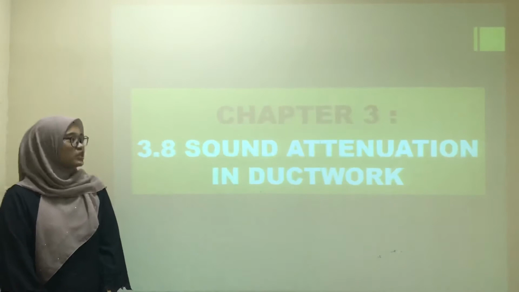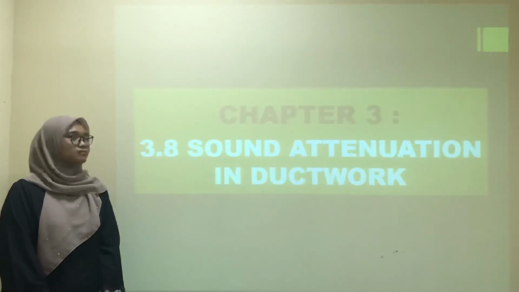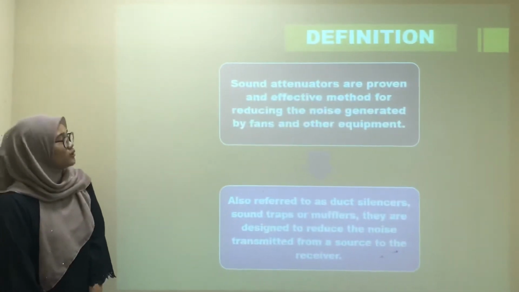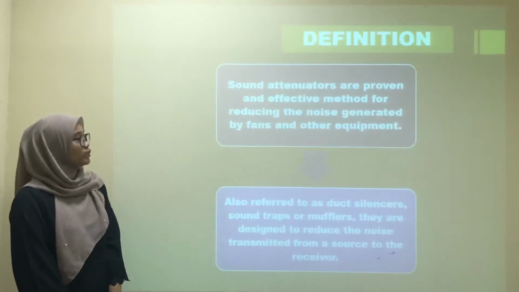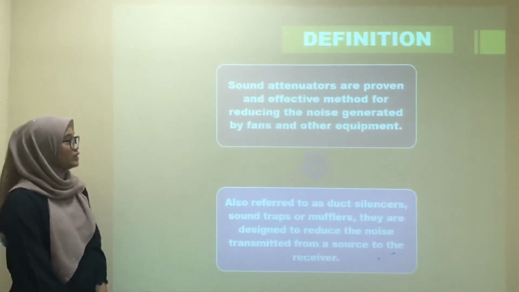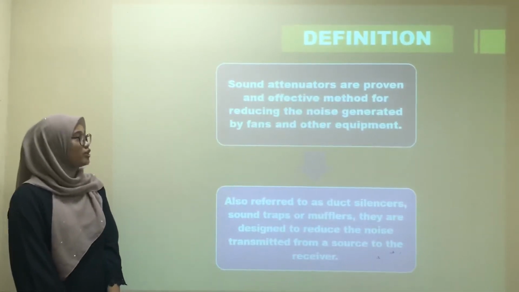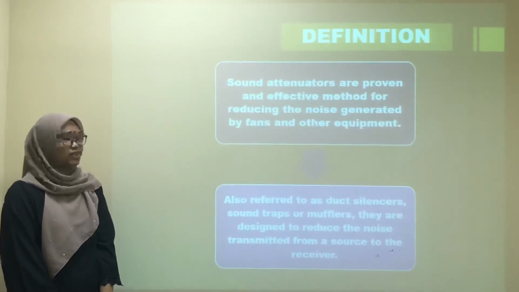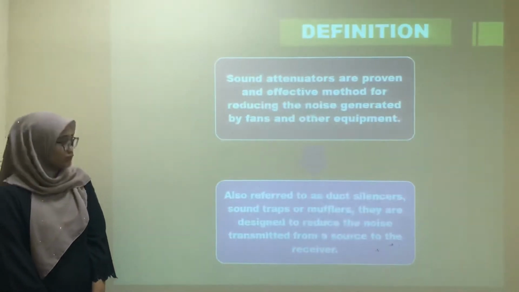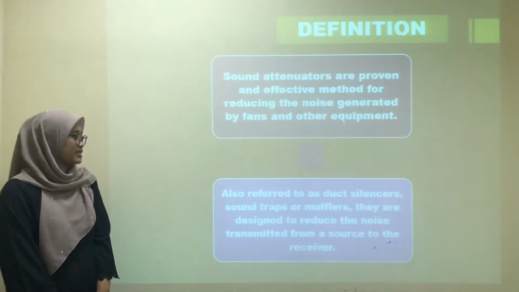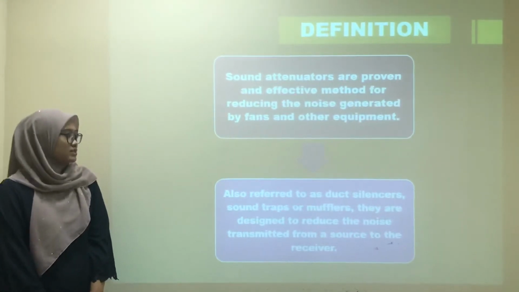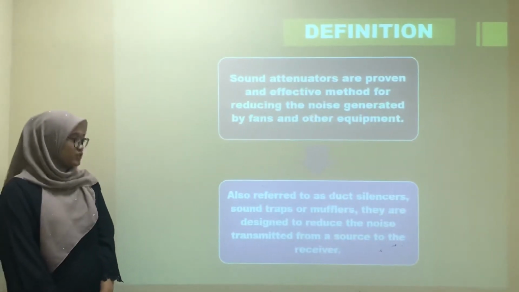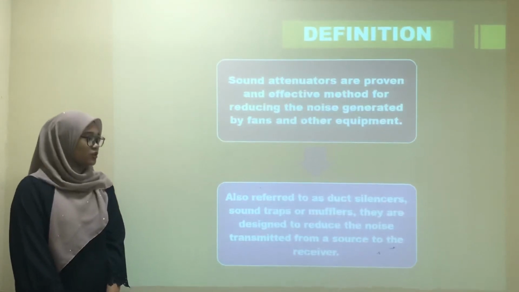3.8 Sound attenuation in ductwork. For the definition, sound attenuators are a proven and effective method for reducing the noise generated by fans and other equipment. They are also referred to as duct silencers, sound traps, and mufflers. They are designed to reduce the noise transmitted from a source to the receiver.